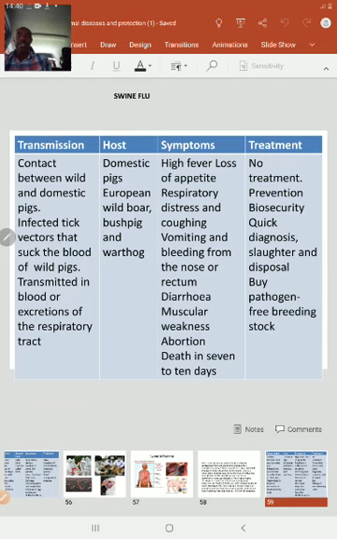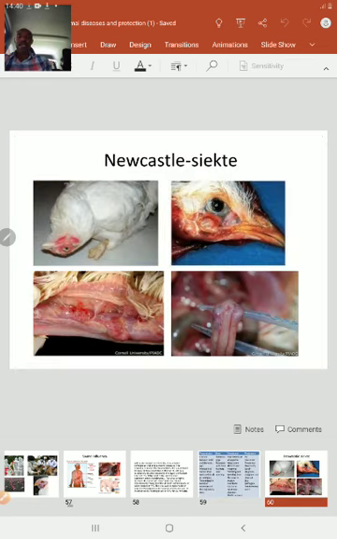through its secretions, near respiration, and symptoms: high fever, loss of appetite, vomiting, muscular weakness, and there's no treatment. Once it appears, there's no treatment. Only you can quarantine and prevent, and also vaccinate.